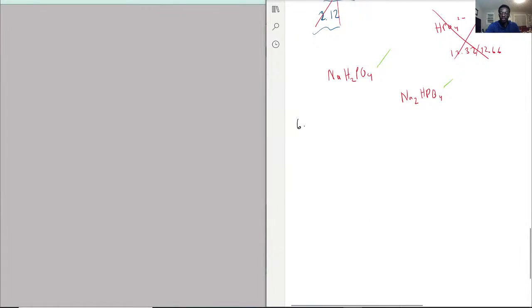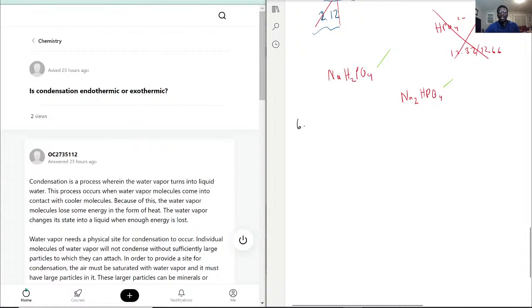Question 6. Is condensation endothermic or exothermic? So condensation, exothermic or endothermic? And with this, I say it depends, of what they're referring to. Are they referring to when you have something sitting there and you see water molecules form on it?